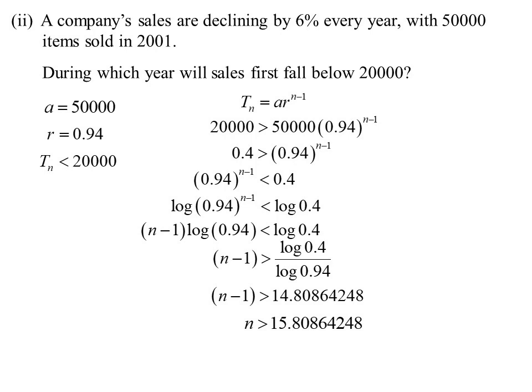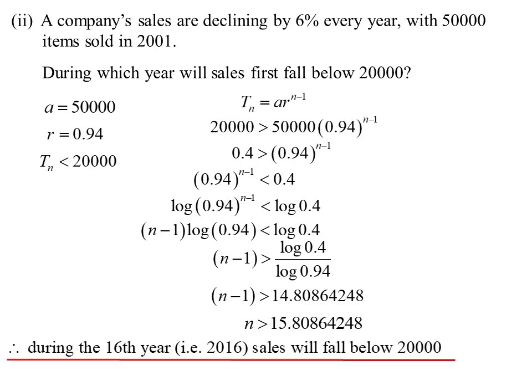During which year? So how do I answer it? Well, I've put both down. I've said, oh, during the 16th year, but then I've also named the year. That'll be 2016. Sales will fall below.